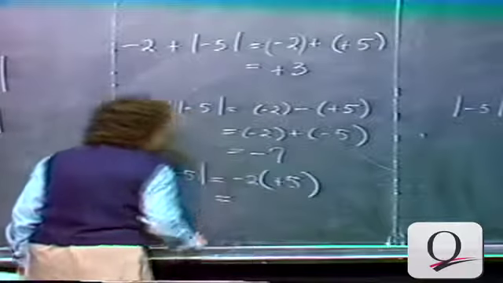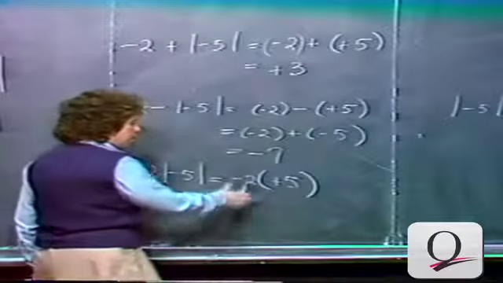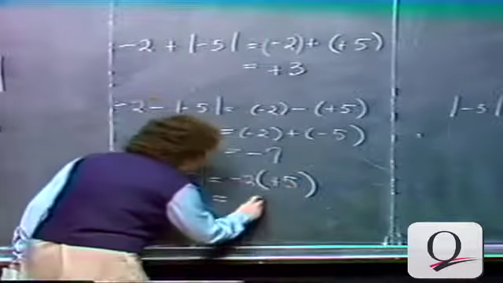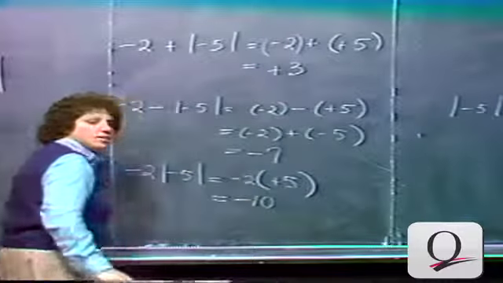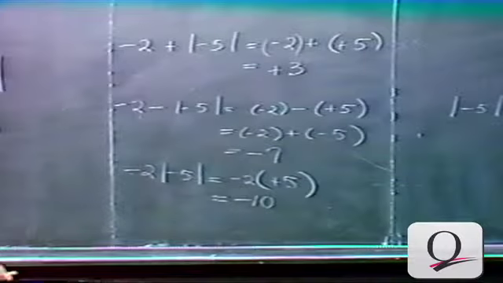And now this multiplication of signed numbers is done by ignoring the signs and saying 2 times 5 is 10, and then saying, well, the signs were different, and therefore the answer is negative. So negative 10.